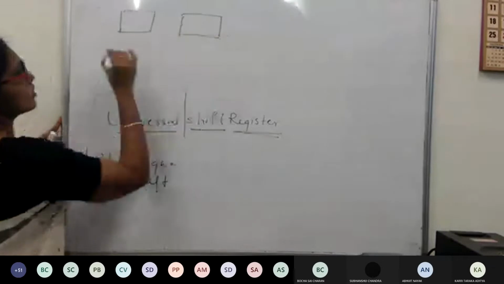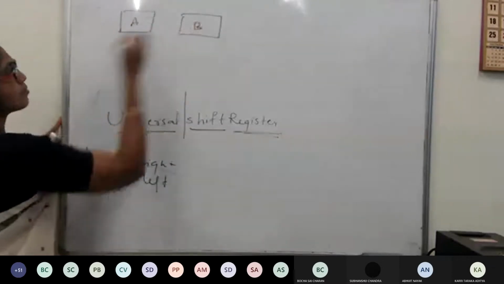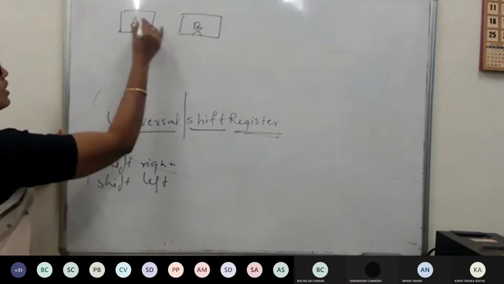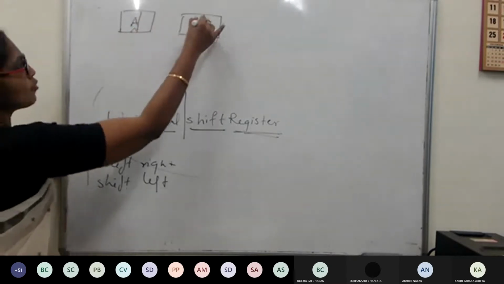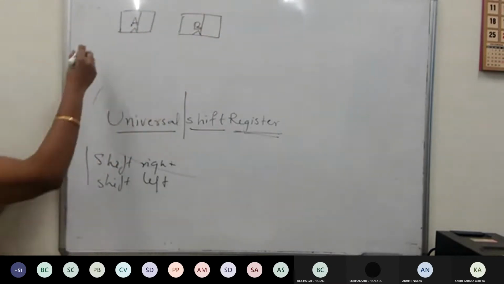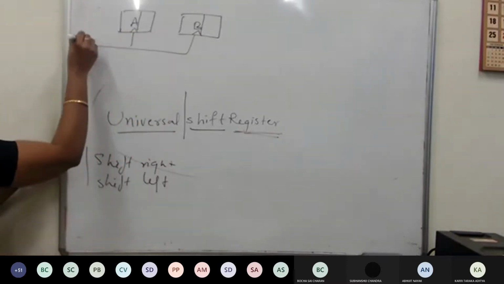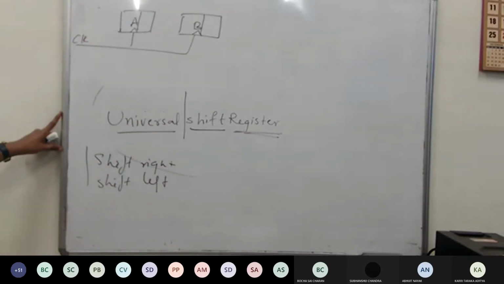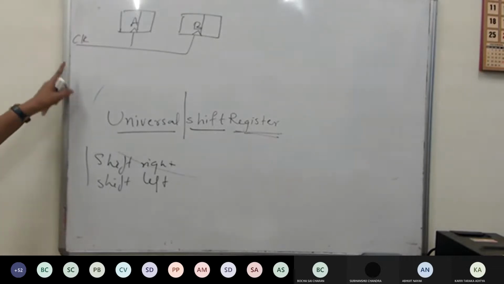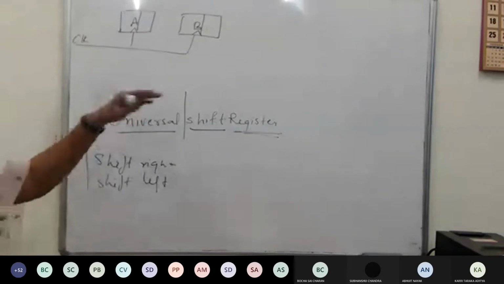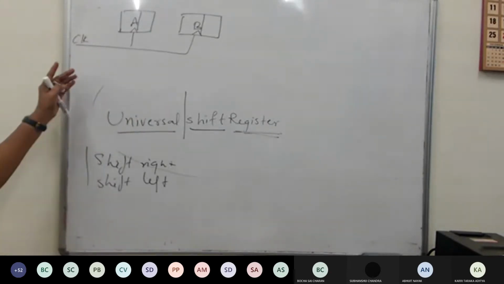This is A, this is B. So now this is register A and this is register B. Inside them they have two flip-flops each, with some clock and other extra fittings. Now I have to transfer from A to B, and I also have to transfer from B to A, one at a time.